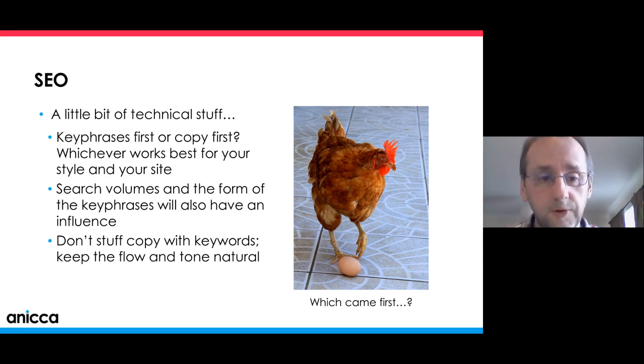Search volumes and the form of the key phrases will also have an influence. Sometimes you'll find that the key phrases that people are using won't obviously follow a natural English form. So think about how those can actually be utilized and turned into a sensible sentence, phrase, etc. within your copy. And the classic is, do not stuff with the keywords. It doesn't make for good readability. It's blindingly obvious what you're doing. People will see it. AI will see it. So keep the flow and the tone natural and work the key phrases in.